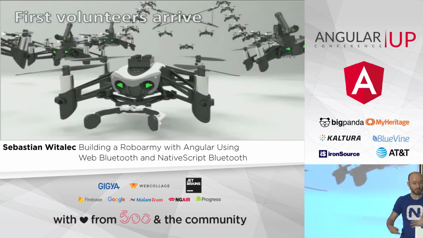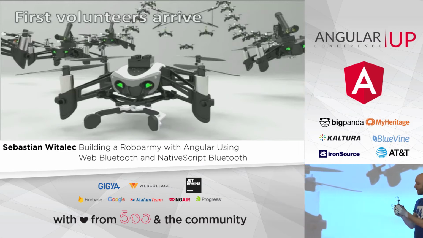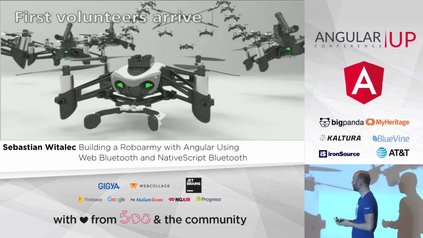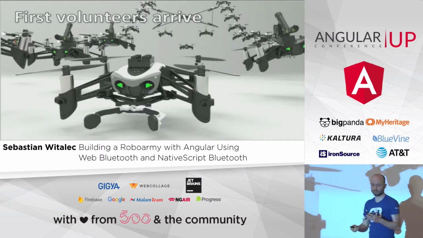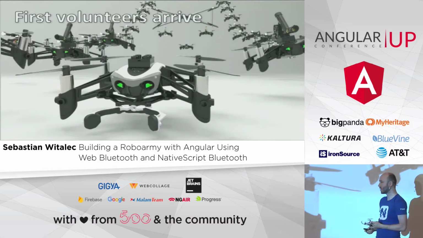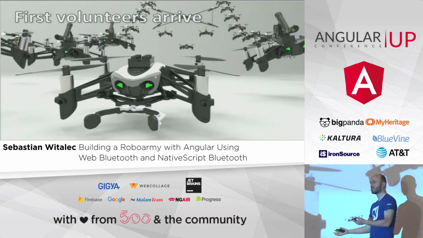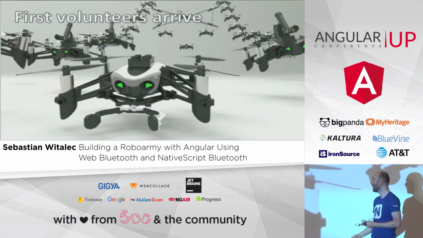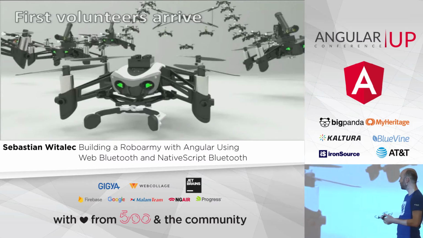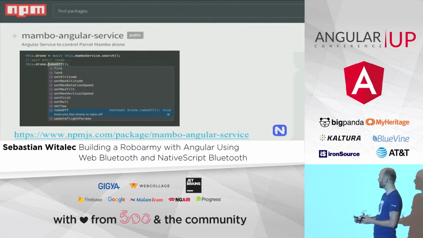Right, so the first volunteers arrived, and these were Mambo drones. So this is one of these guys. And basically they had quite a complicated API at first to communicate with it. You have to set up the maximum speed, maximum rotation, how far it can go, which, if you want to just get on with it, might be a little bit tricky.